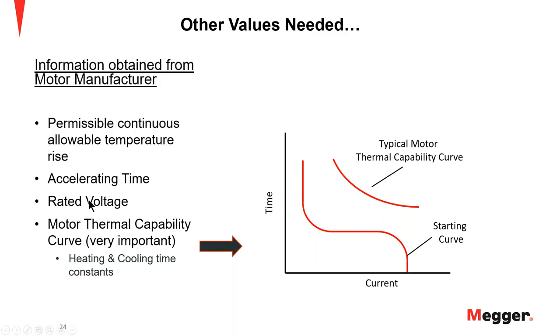The rated voltage, of course, is on the nameplate as well. If not, you should have some drawings and schematics for that information. And then the other important item is the motor thermal capability curve. This allows us to see where the thermal capability curve lies within the starting currents of the motor itself. This is very useful, because I will show you in a moment where we really need to utilize this information.